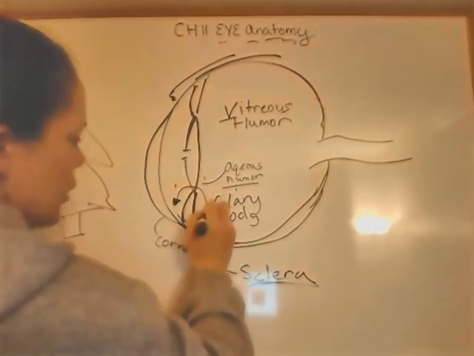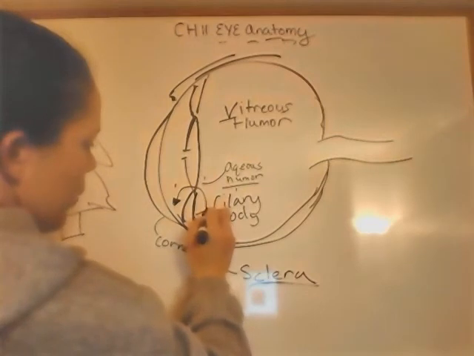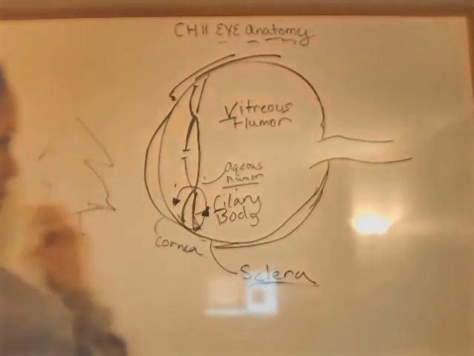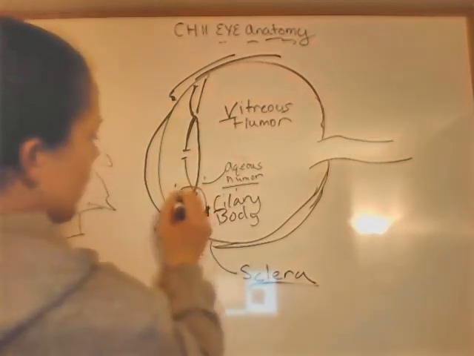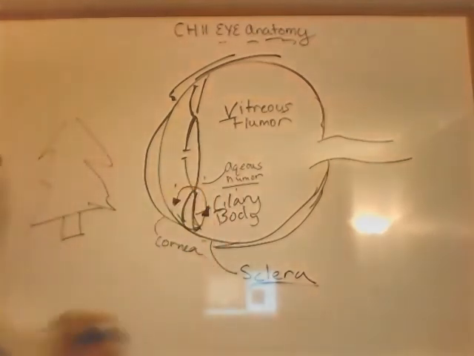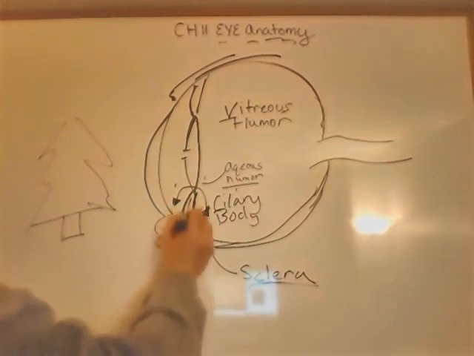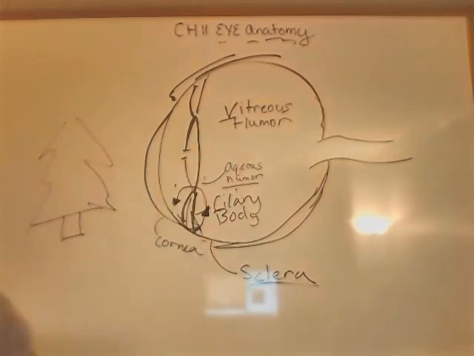When you have issues where you have pressure in the eye, glaucoma, it's because of a buildup of fluid here. But basically, this fluid goes from posterior chamber to anterior chamber, posterior to anterior, posterior to anterior. And that's that aqueous humor. And again, it's created by the ciliary bodies that adjust the lens.